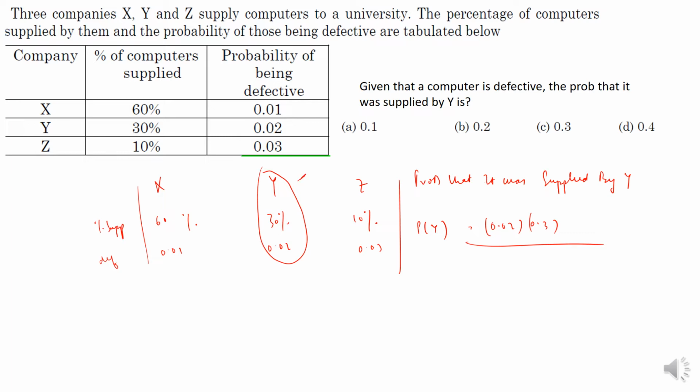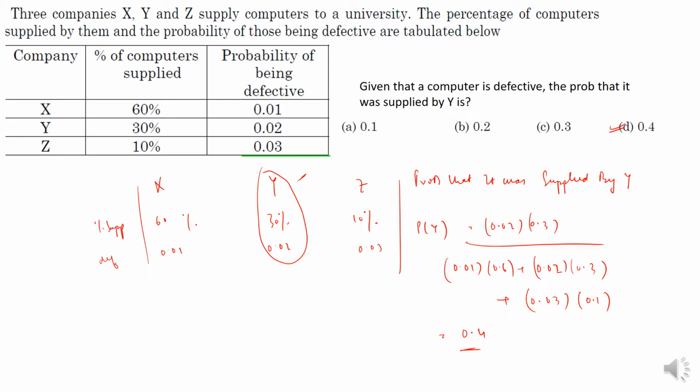we want by total, right? Okay, so by X, what is X? 0.01 into 0.6 plus 0.02 into 0.3 plus 0.03 into 0.1. If you solve this, the answer to this is 0.4. Fourth option is the correct one.